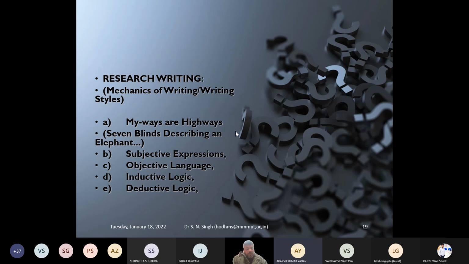Can you speak 5 sentences on your district to which you belong? Objectively. Anyone? Describe Gorakhpur as a religious city. Anybody, any participant? 5 sentences. Describe Gorakhpur as a religious city in 5 sentences.